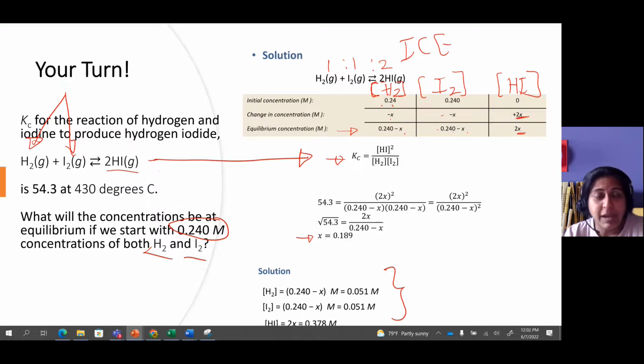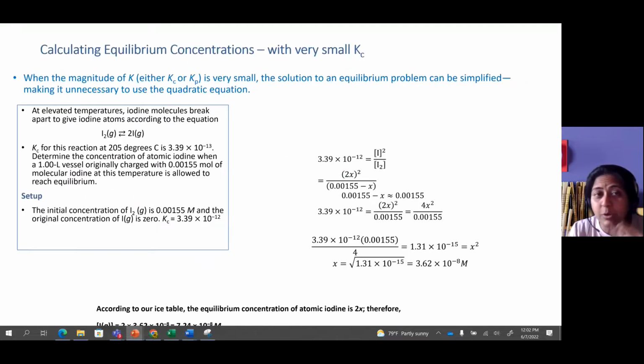Oh, you will be afraid, right? Is this algebra or calculus? No, don't worry. We do the calculations with an assumption. Let's move on. You don't need to worry about solving a quadratic equation. In this case, I'll tell you how to skip that part.